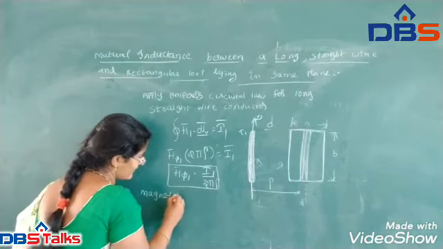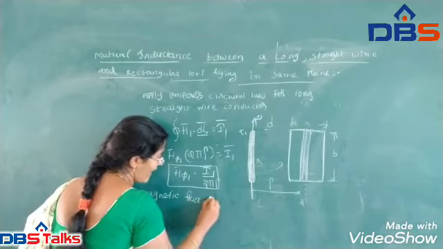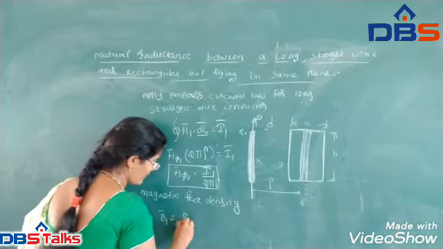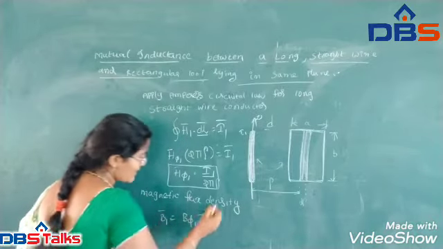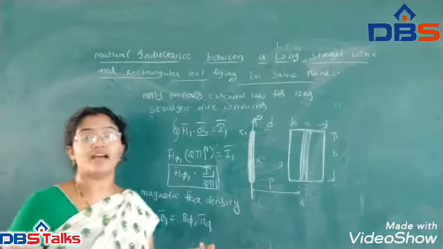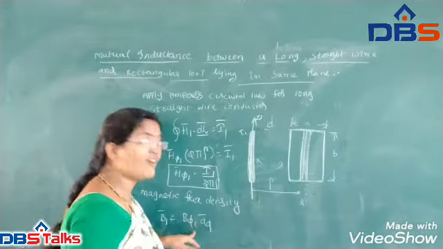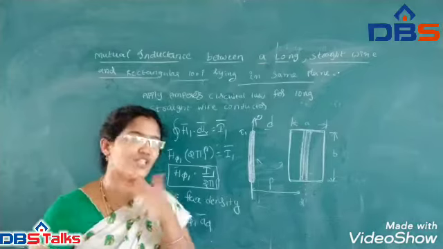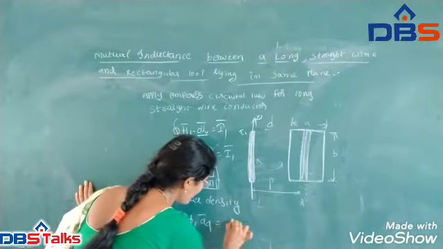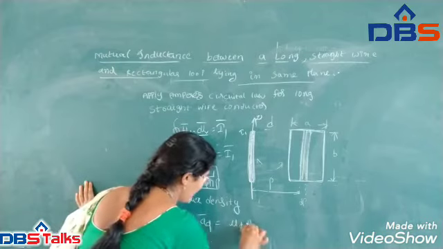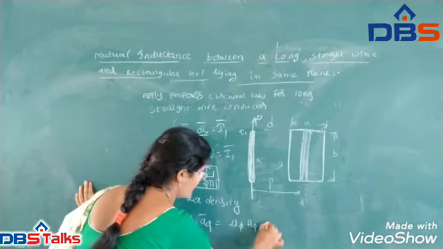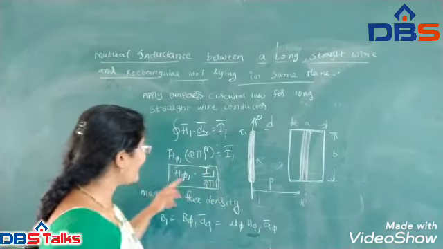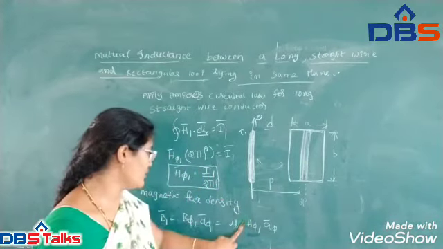Magnetic flux density B1 bar is equal to B phi 1 a phi bar, in terms of the unit vector. B in terms of intensity can be expressed as B equal to mu H. So you can write mu H phi 1 a phi bar. What is the formula of H phi 1? You can write I1 by 2 pi rho.